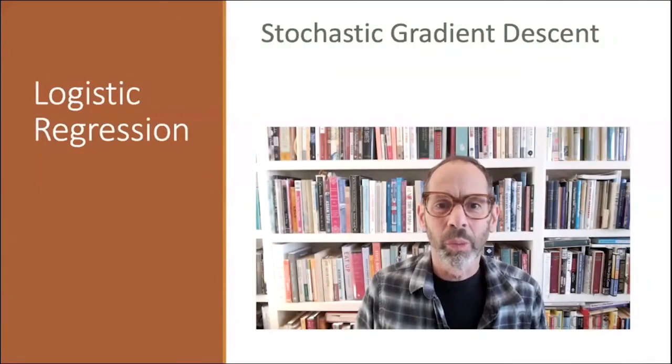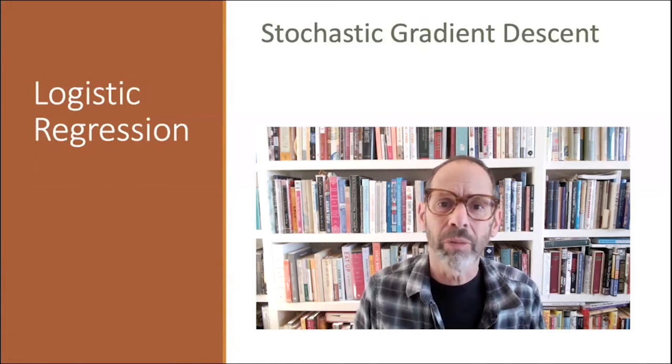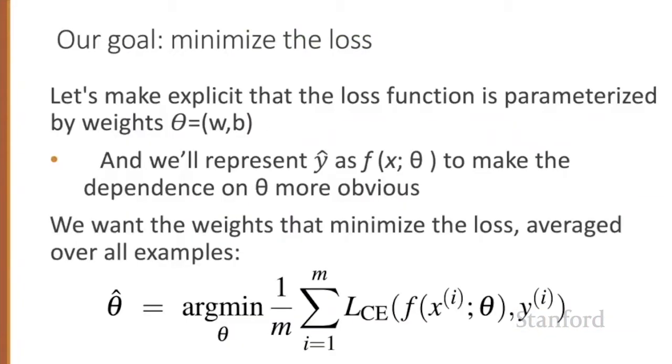In this lecture, we introduce the stochastic gradient descent algorithm that's used for optimizing the weights for logistic regression and for neural networks. Our goal with gradient descent is to find the optimal weights, minimize the loss function we've defined for the model. We'll explicitly represent here the fact that the loss function L is parameterized by the weights, which we can refer to in machine learning terms in general as theta.